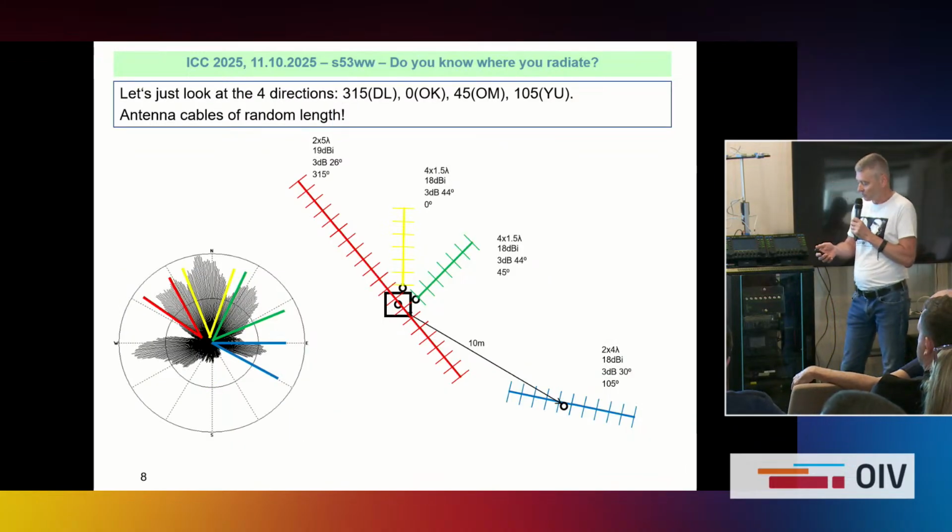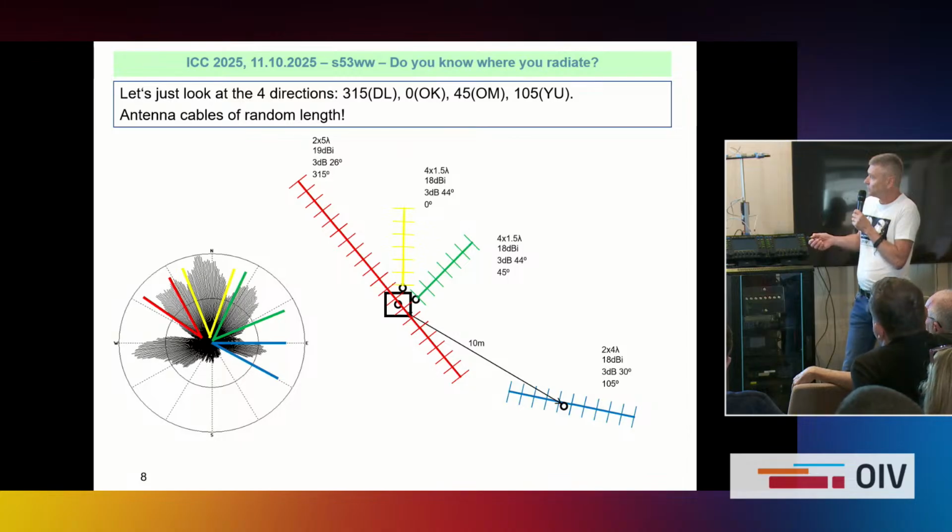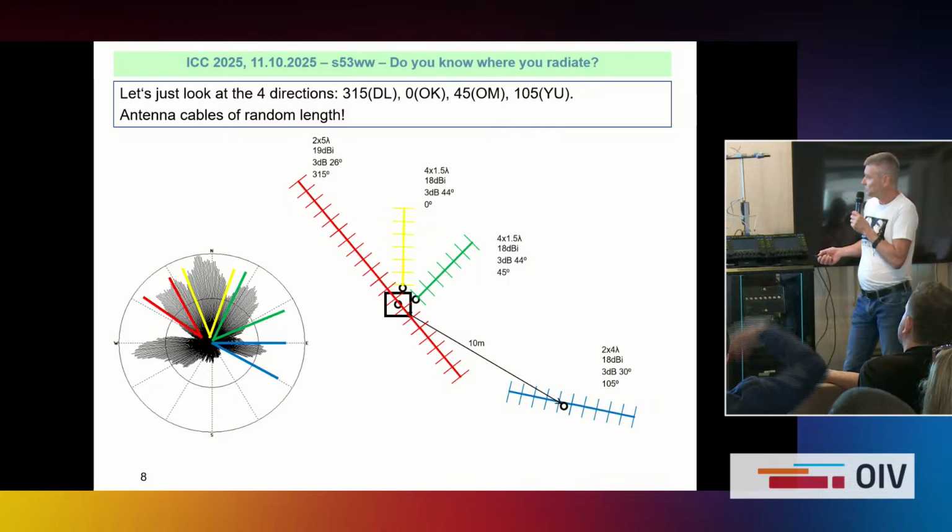Okay, and so we will focus only on one hemisphere, only for the Delta Lima, Oscar Kilo, Oscar Mike, and YU directions. I will tell you, you will see why. I focused only on this one. So these are the antennas we use. We use a fully rotatable 2 times 5 lambda array, vertical stack, which is pointed to 315, which is for us Delta Lima. Then we have a fixed 4 times 7 element stack for Oscar Kilo, the same one for Oscar Mike. And then 10 meters away, there's another pole where we have 2 4-lambda Yagis vertically stacked, okay?